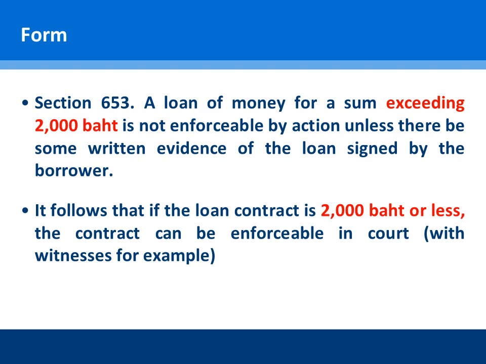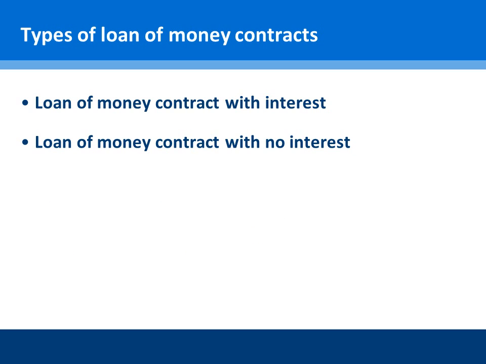As a consequence, if the loan contract is for a sum of money lower than 2,000 baht or 2,000 baht, the contract is always valid, it is always enforceable in court. For example, you can use witnesses. There are different types of loan of money. It can be with interest or without interest.